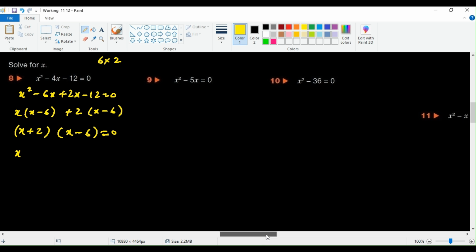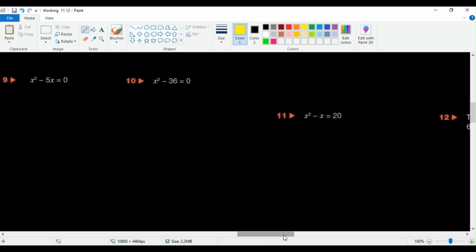Moving on to question number 9. In here, two factors are going to be x and x minus 5. Now comes x squared minus 6 squared. That means (x plus 6) and (x minus 6) are the two factors. Moving on to question number 11.